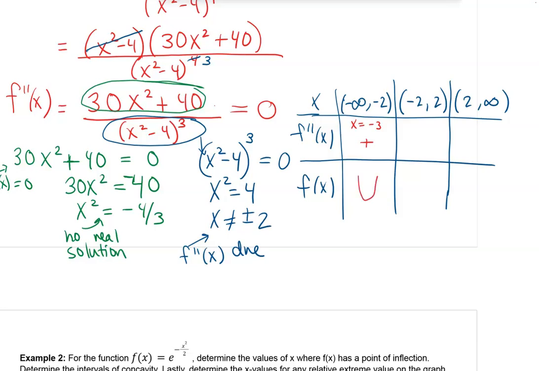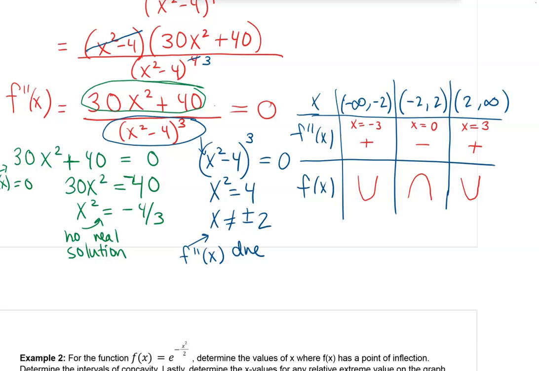And then from negative 2 to 2, maybe I'll test where x is 0. Then I'd have 40 over a negative number cubed, which is negative. So that'll give me a negative sign for my second derivative, which means my concavity for f of x would be concave down. And then on the right side of 2, say 3, I'd plug 3 in here. I'm going to have a positive divided by a positive, because again, I'd have 9 minus 4, which is positive. Okay, so I can tell that the concavity does change across these x's of negative 2 and 2, even though there are points where the original function doesn't exist.